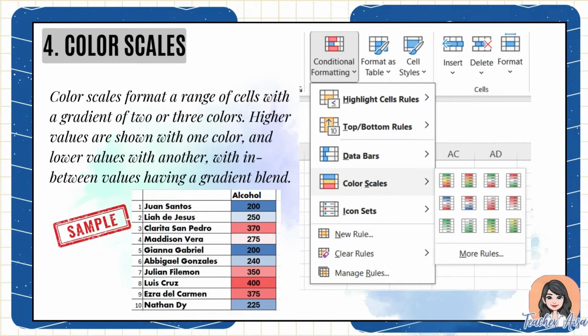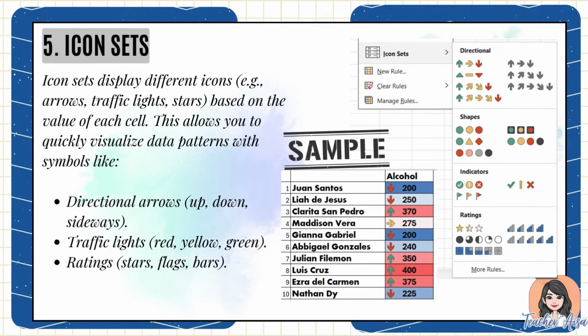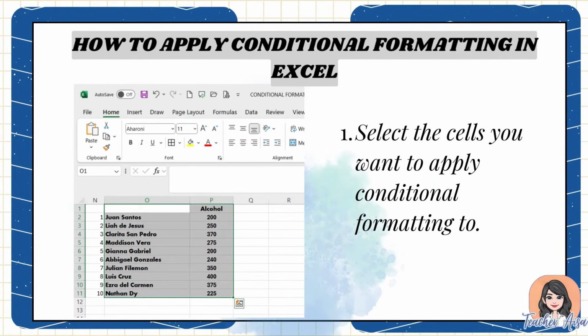Icon sets. Icon sets display different icons, for example, arrows, traffic lights, stars based on the value of each cell. This allows you to quickly visualize data patterns with symbols like directional arrows up, down, sideways, traffic lights red, yellow, green, ratings like stars, flags, bars.